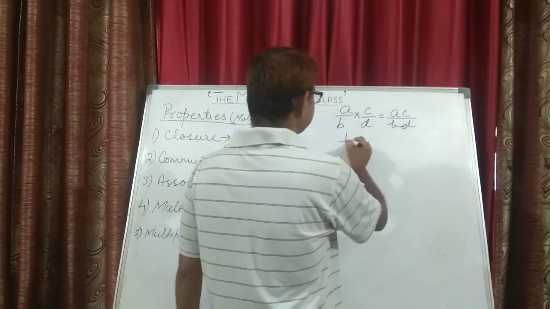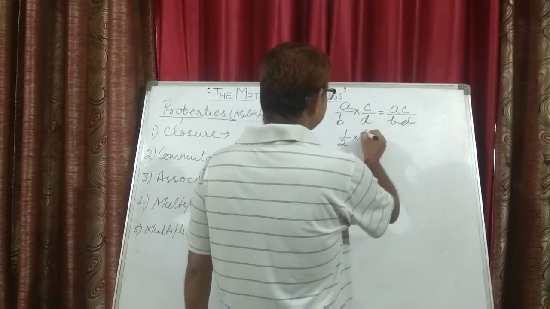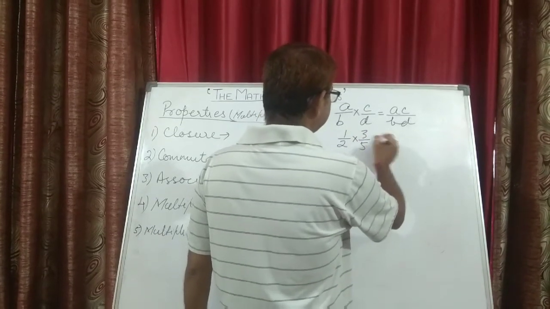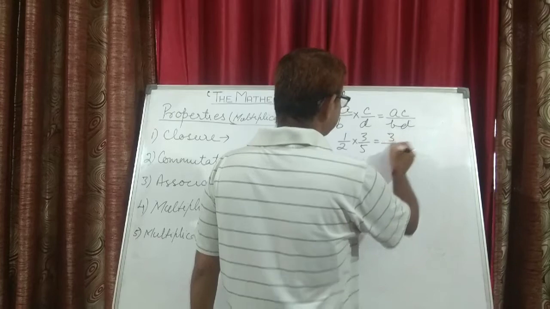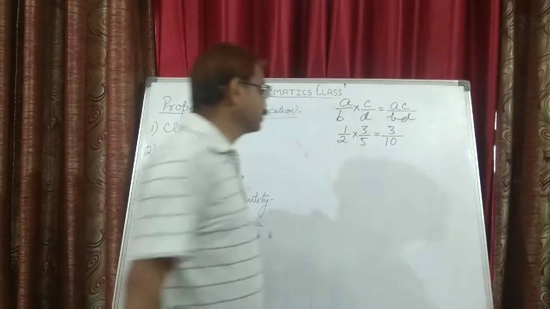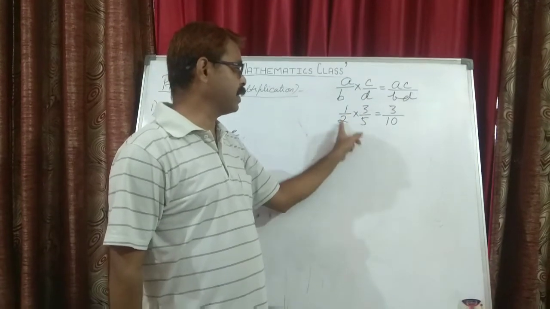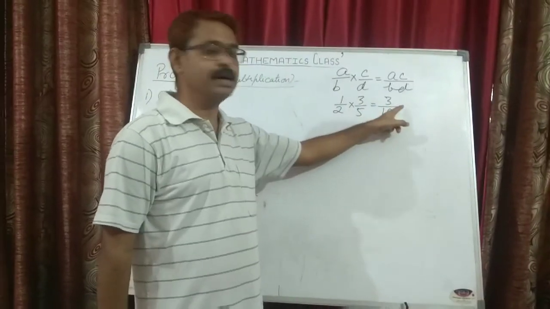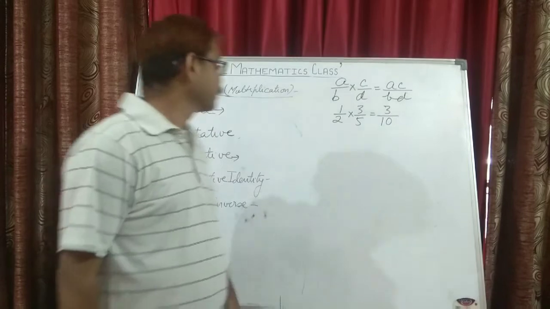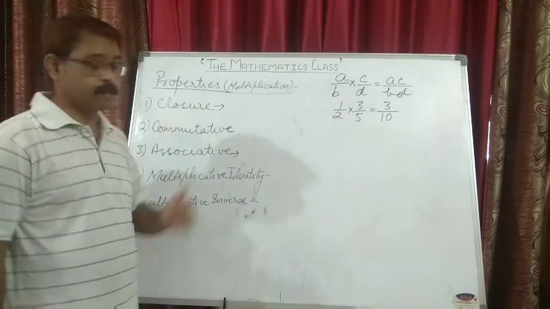Suppose I take 1 upon 2 into 3 upon 5. So 1 times 3 is 3 and 2 times 5 is 10. That is the value. This is very simple. What we do is simply numerators are multiplied and denominators are multiplied. In between there is an upon sign. That's it.